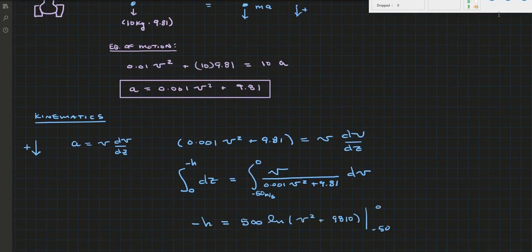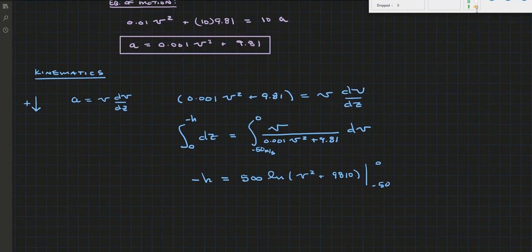The integration on the right you can solve by setting the denominator equal to u and using u substitution, and we'll end up with this relationship down here for h, and we can solve then for h in this relationship. It is 114 meters. So that's how you would use kinematics in combination with kinetics to solve a problem.